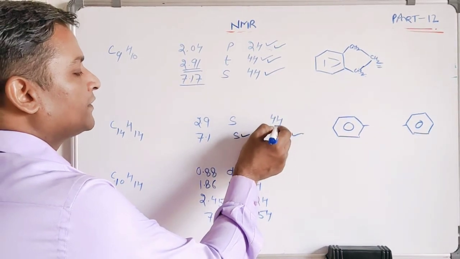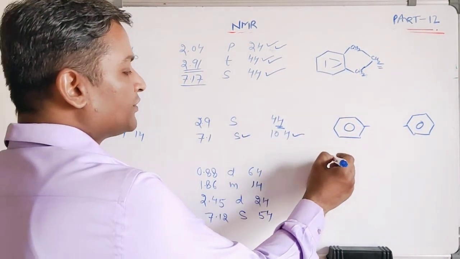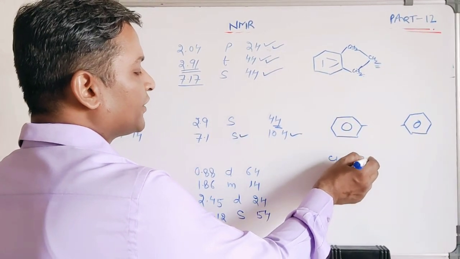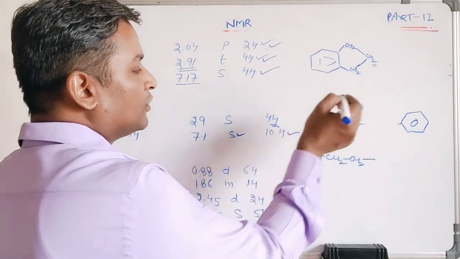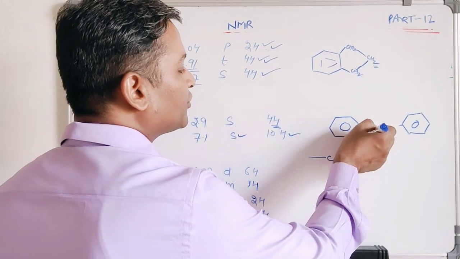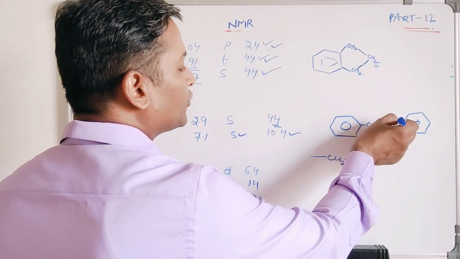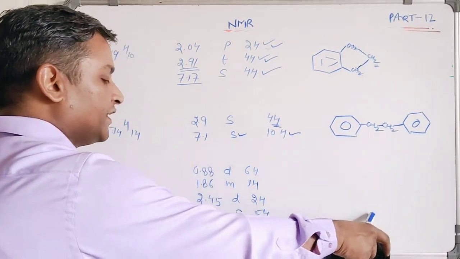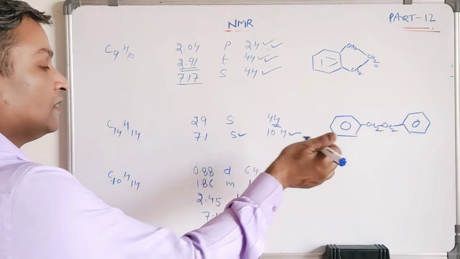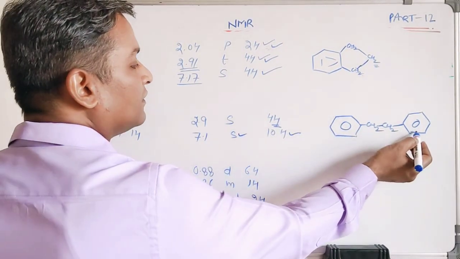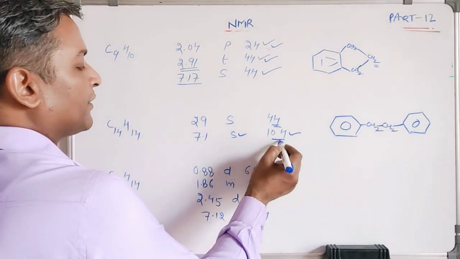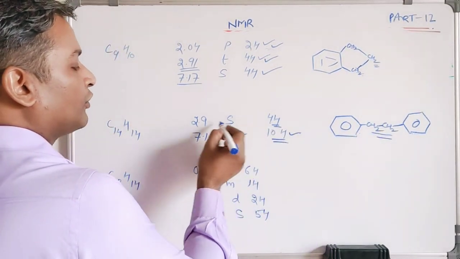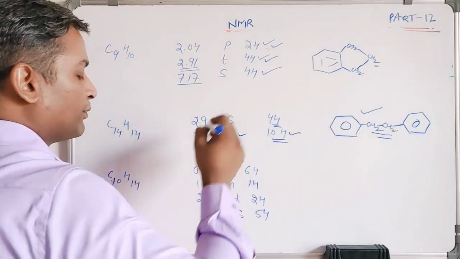Then we have singlet for 4 protons. How is it possible? Singlet for 2 protons is possible only when we have CH2 neighbor to CH2 and there is no other neighbor. So we have to write CH2 neighbor to CH2 in this way. Only then the complete information will be satisfied. You can see here now, singlet for 10 protons, aromatic range. Singlet for 4 protons, aliphatic range. So this is the structure of our compound.